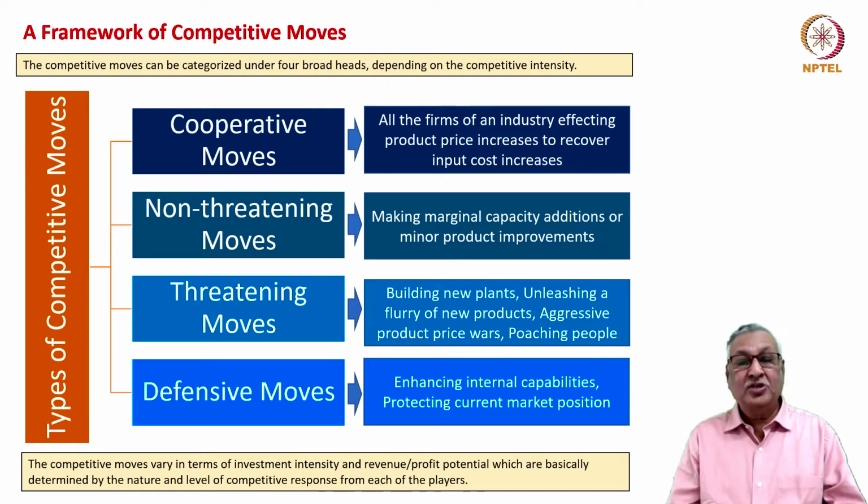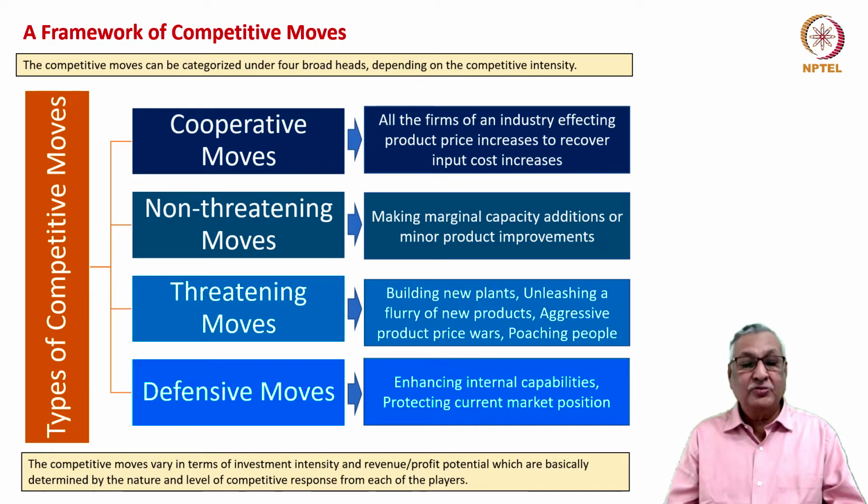The third category is the threatening moves category. Building new plants, unleashing a flurry of new products, preempting the capacity, aggressive product price wars, poaching people from the competitors. These are all threatening moves. Other competitors feel threatened and some use similar threatening moves, in which case the industry will be a lose-all kind of situation. Some may balk at that and keep quiet. Fourth is the category of defensive moves. That is, look for capabilities within yourself, enhancing internal capabilities, protecting current market position, protecting the current market turf, fall under the category of defensive moves.